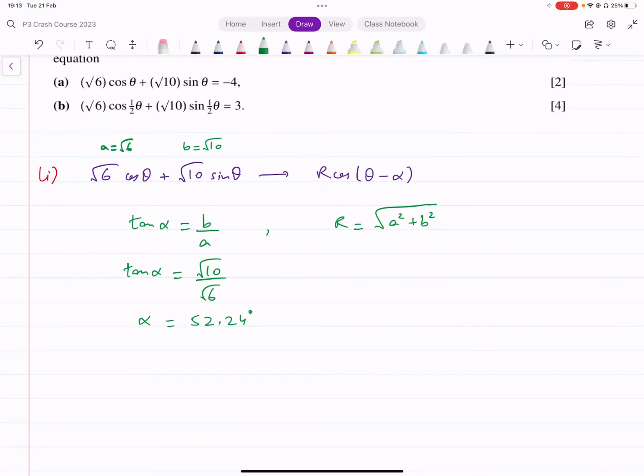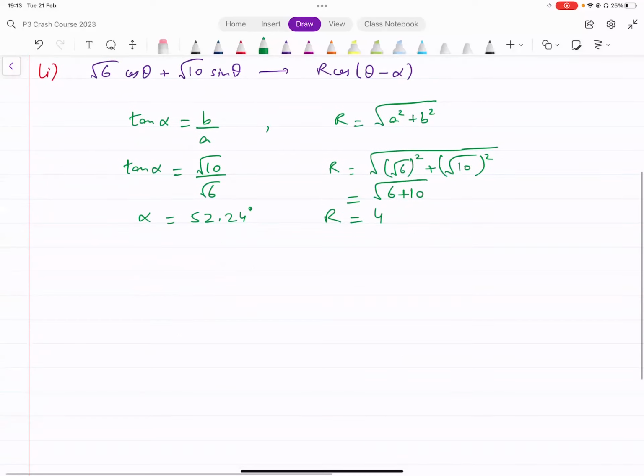All right. Now, what about the value of r? R is just going to be square root of a squared. So that's square root of 6 squared plus b squared, which is square root of 10 whole squared. That gives us square root of 6 plus 10, which turns out to be 4. The value of r is 4. Okay, so you just have to find these two values.